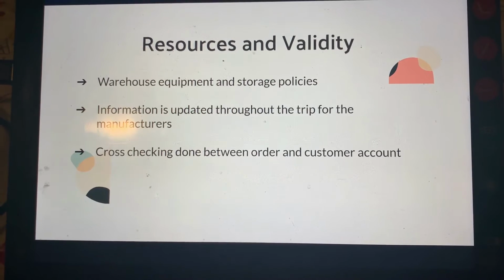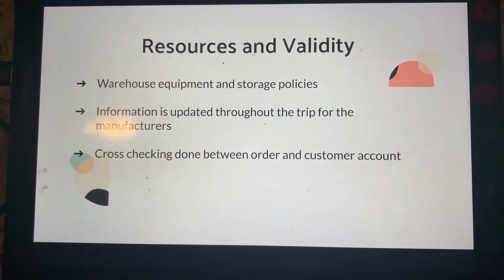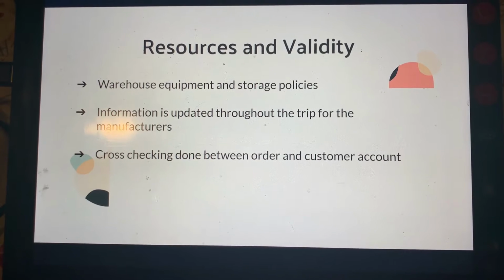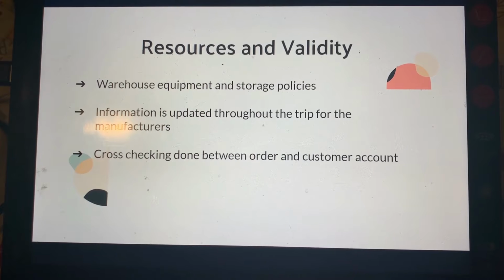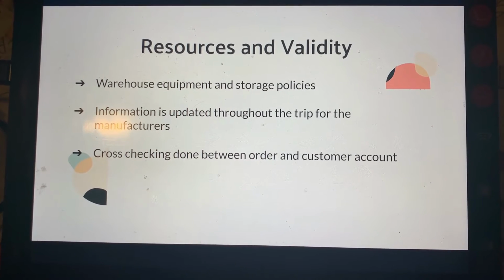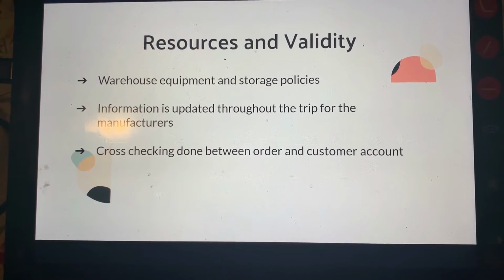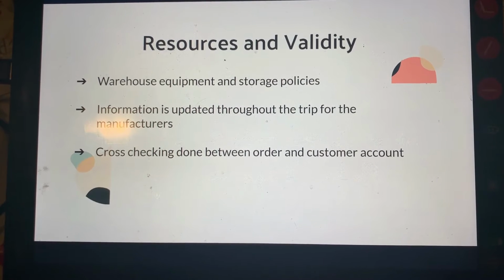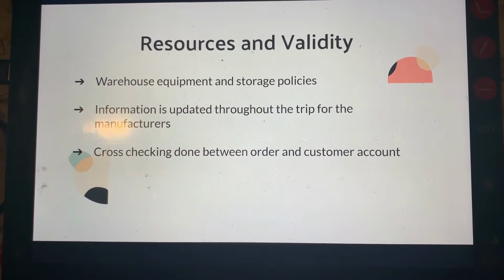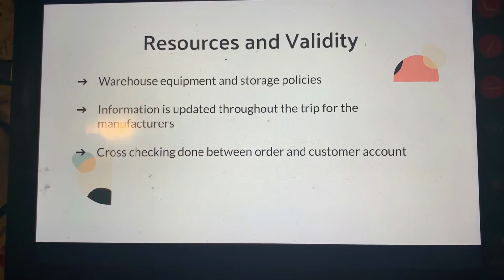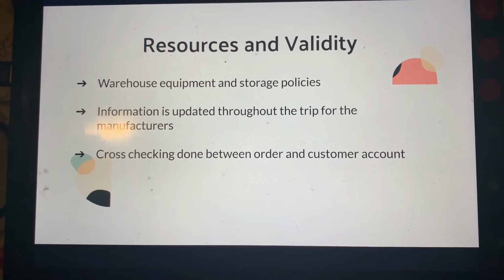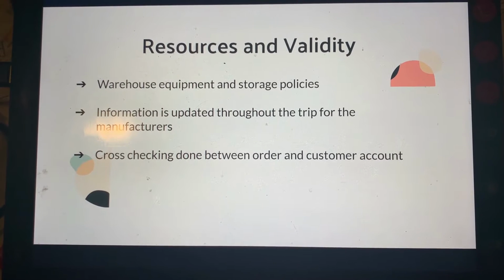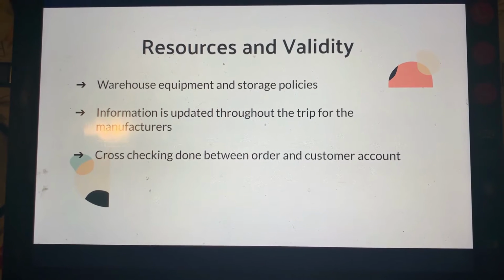Next, we will be talking about resources and the validity of information. In terms of resources for Office Warehouse, warehouse equipment is used, such as trucks and storage policies through which inventory is imported, and this makes sure the business is running. Employees like the clerk ensure that the order is completed, and employees at the warehouse ensure that orders are packaged for pickup. The system is updated on the manufacturer and knows when it's time to restock.